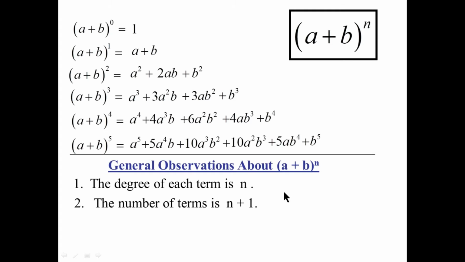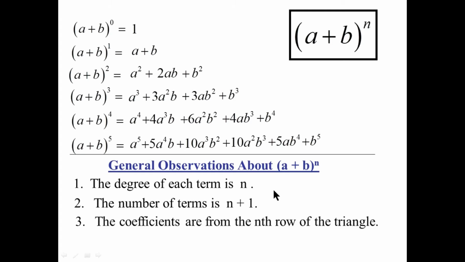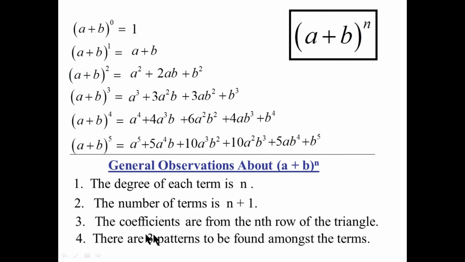That's another little pattern. Next, the coefficients are from the nth row of the triangle, the nth row. So we notice here that the coefficients in this row is 1, 5, 10, 10, 5, 1, and that is in fact the nth row, the fifth row of Pascal's triangle. And finally, there are 3 patterns to be found amongst the terms. These patterns look like this. First pattern we just did. The coefficients are from the nth row of Pascal's triangle.